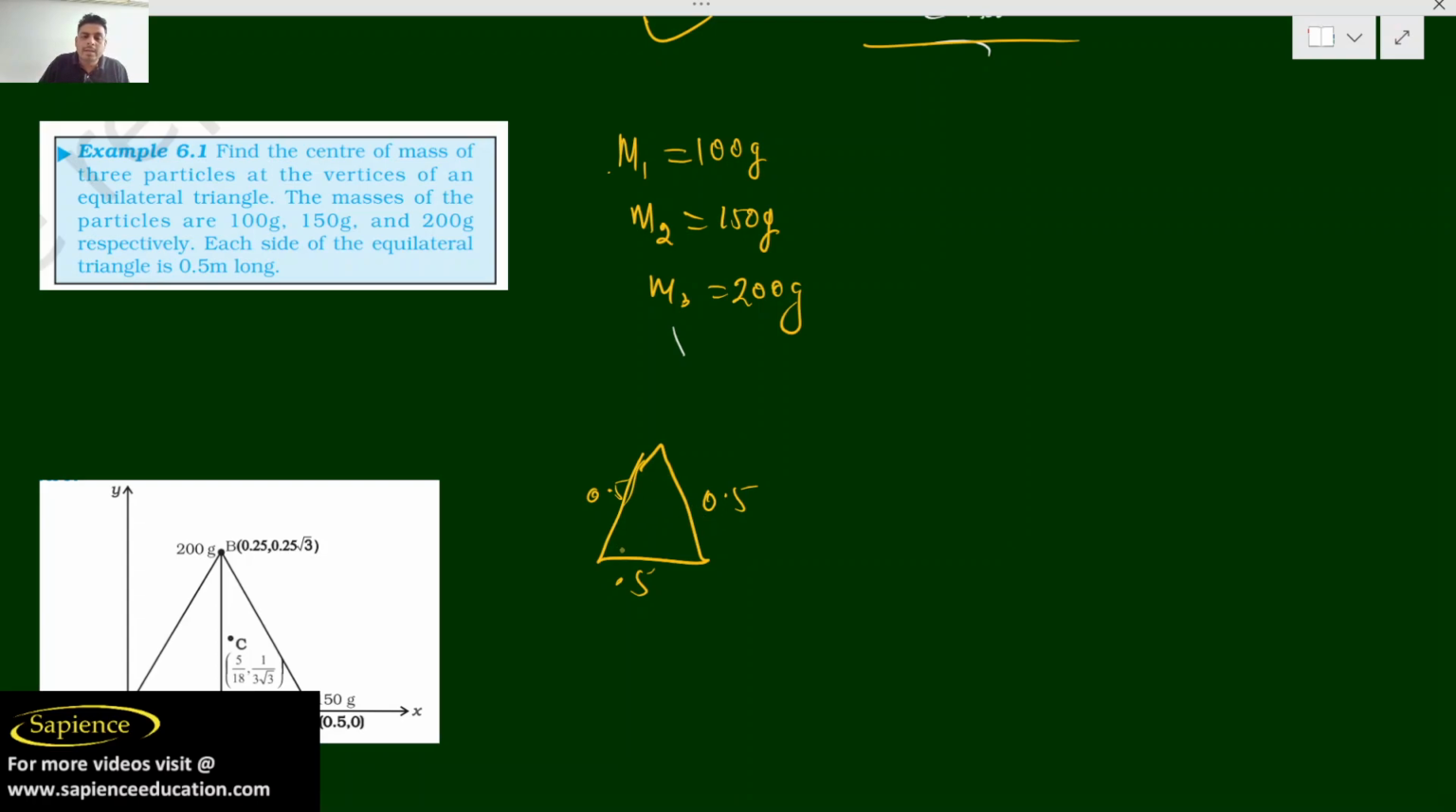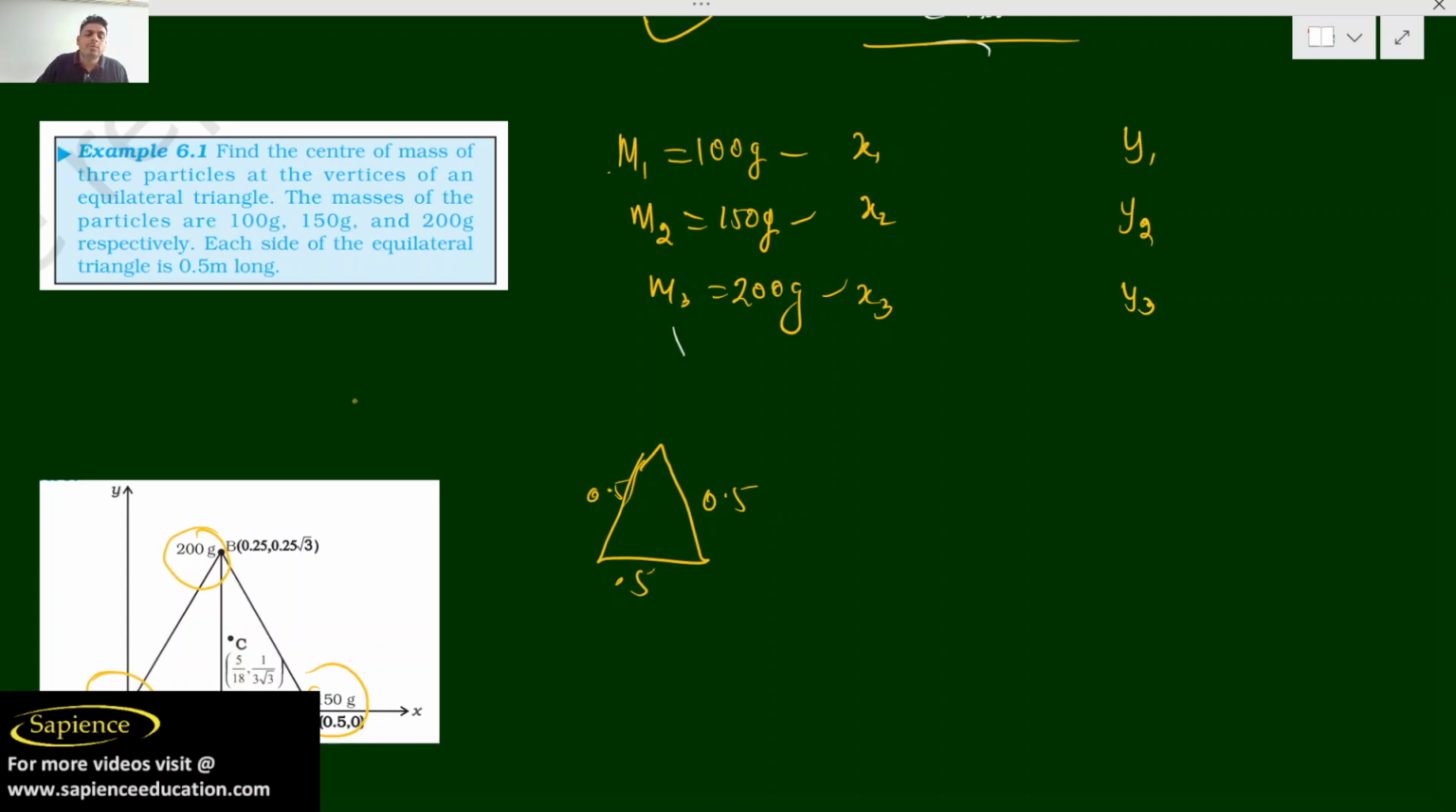So can we find now the position? See here, mass 100 gram is situated here, 200 gram is situated here, and 150 gram is situated here. So we have seen how they are situated. Can we find x1? Can we find x2? Can we find x3? Similarly, can we find y1? Can we find y2? Can we find y3?